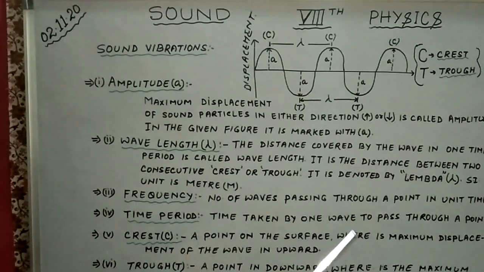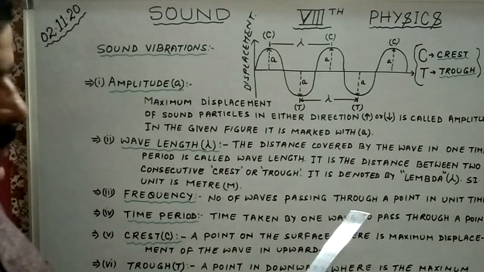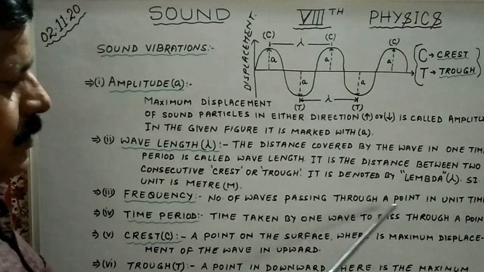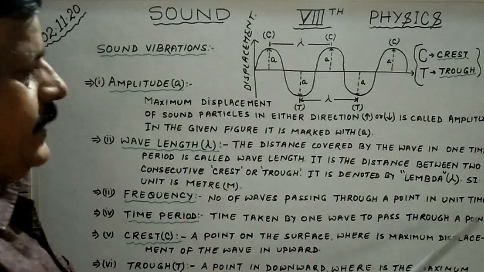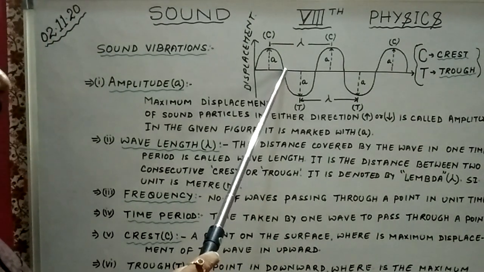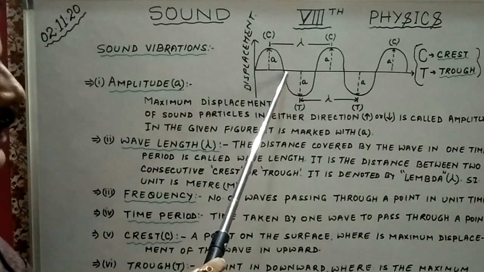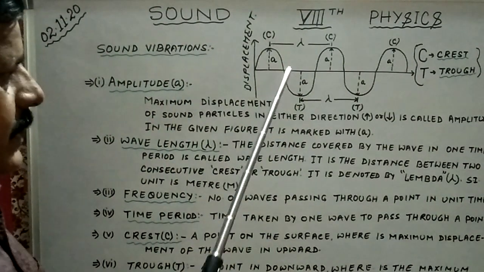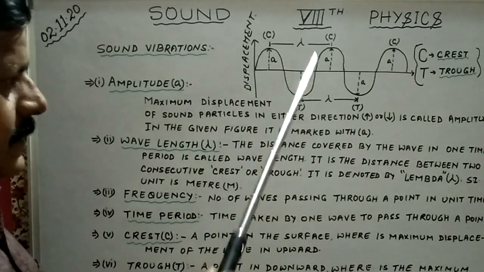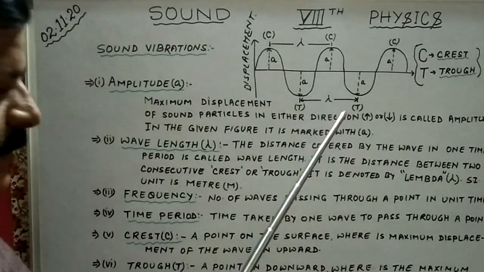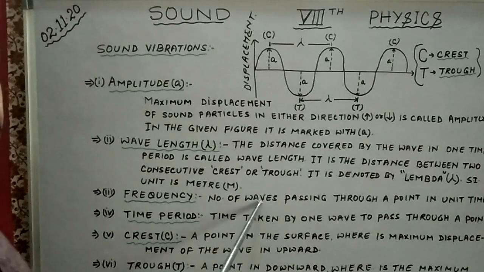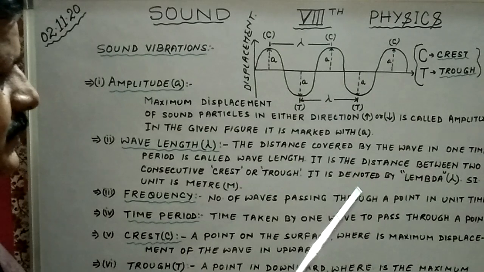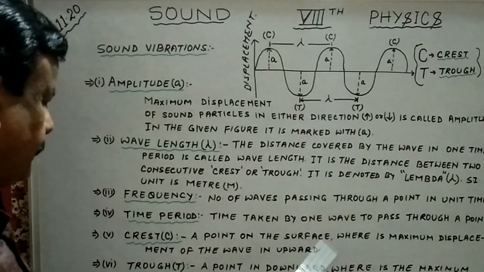Third is frequency. What is frequency? The number of waves passing through a point in unit time. In 1 second, from a particular point, how many waves are passing? That is known as frequency. So it is the number of waves passing from a point in 1 second.